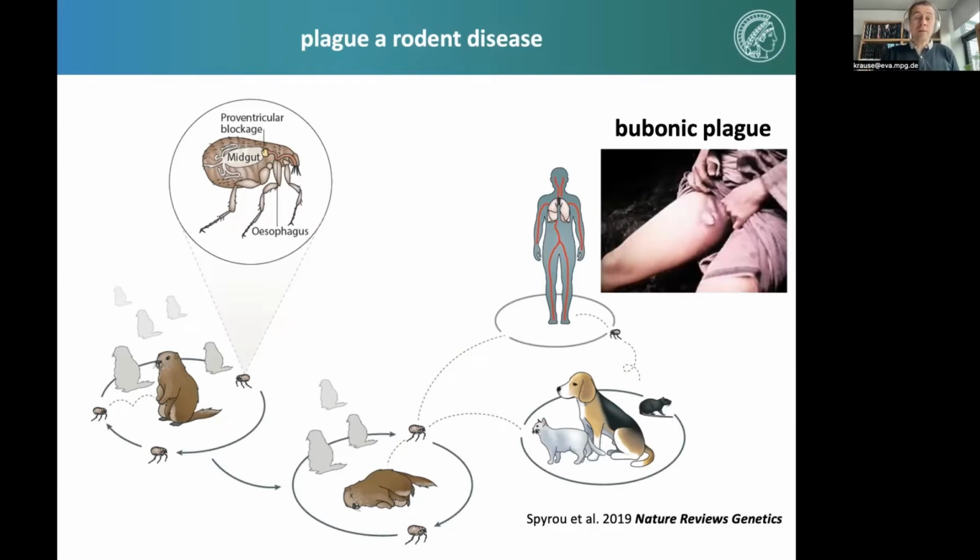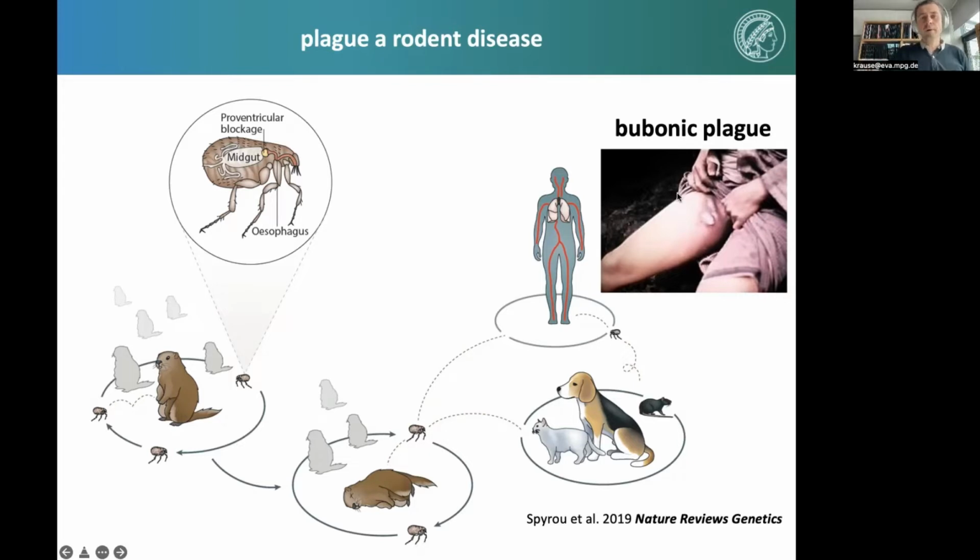And about 50% of all the people that get infected and are not treated with antibiotics die of the disease within 10 to 20 days. So that's roughly the time period that it takes. And it's basically sepsis that it's causing and that it's killing people by. And that's the bubonic form.